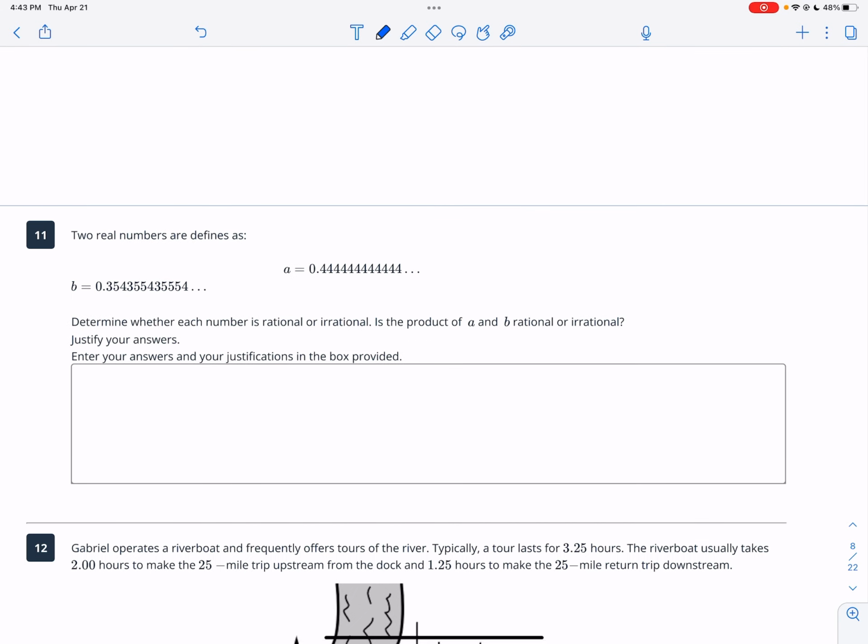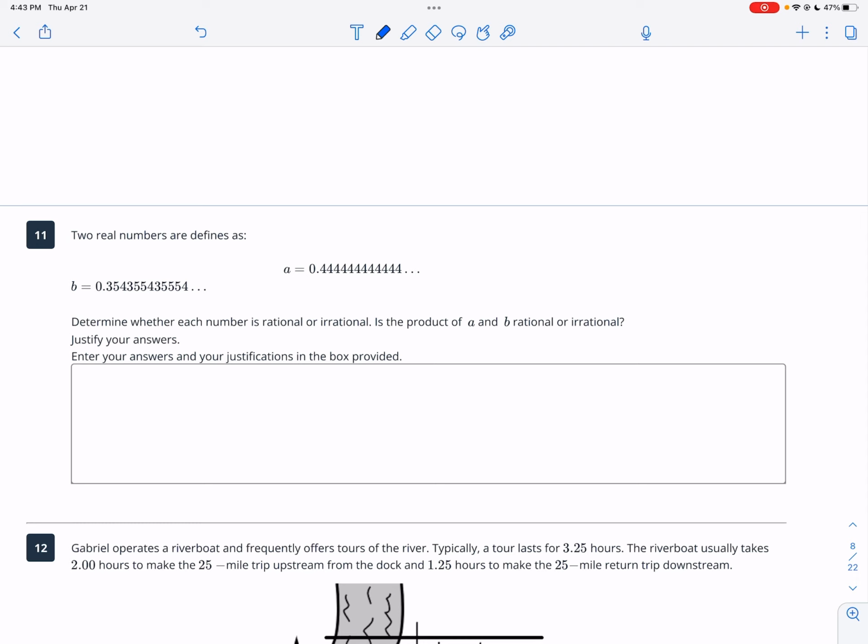Two real numbers are defined as, well, why does it say defined as? I didn't write this test. This was the state that did that. We have A is equal to that stuff, which is a repeating decimal. Repeating decimals are always rational numbers because we can always find a pattern and then be able to use some of our little algebra tricks to reduce it to a fraction. And what's really cool about this is that on your Desmos calculator, if you input that 0.4 repeating, it will tell you what the fraction is. And it is like 4/9 or something like that.